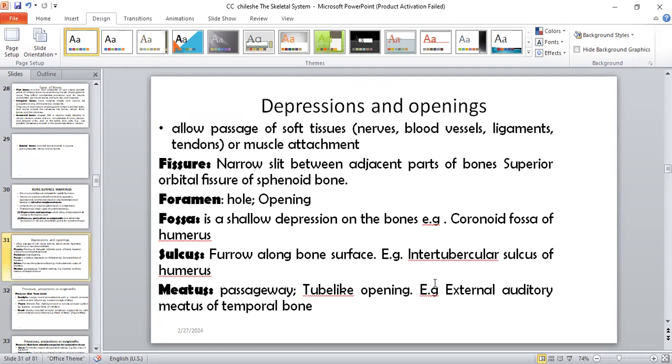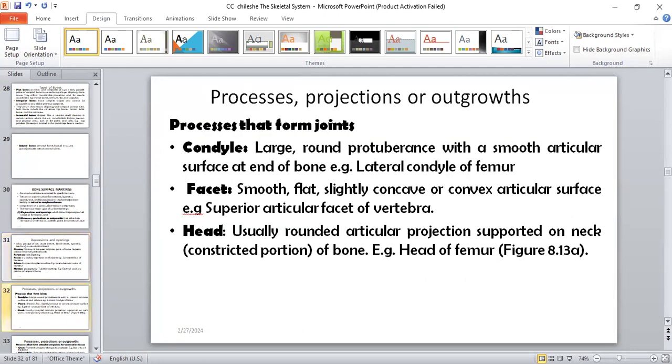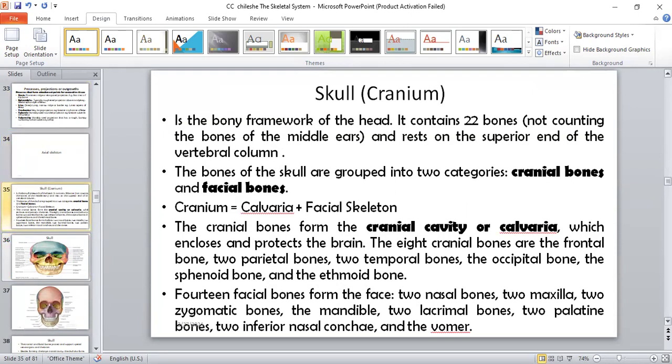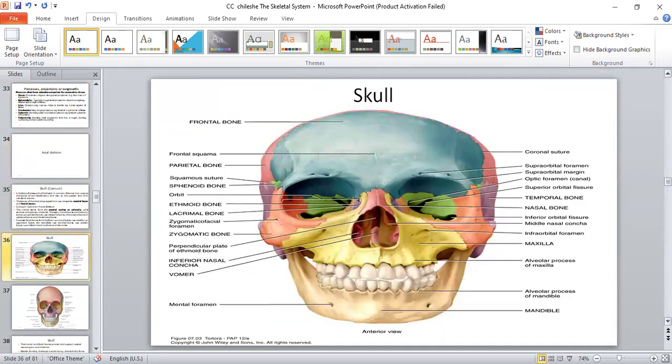And then we have a foramen. Foramina are openings in the bone. Some foramina may be small, others may be large. So for example, we have these small holes here. We have this hole. It is named according to the position. It is just on top of the orbit. So it is known as the supraorbital foramen.